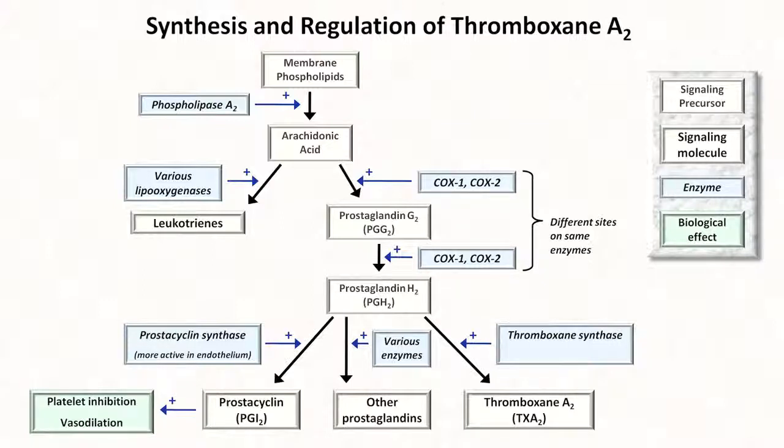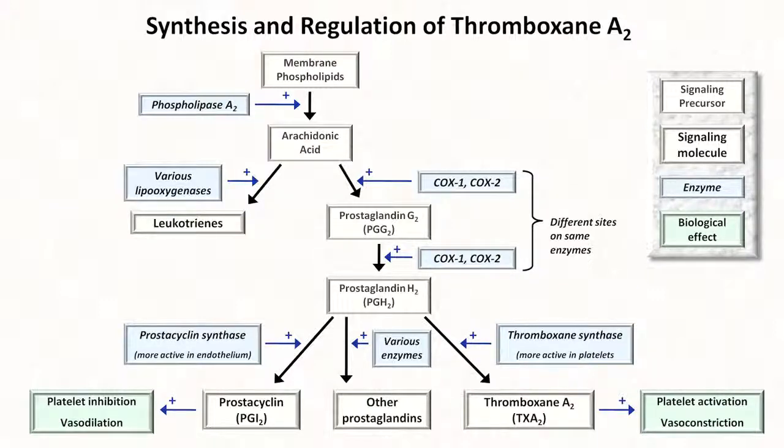Conversely, thromboxane synthase is more active in platelets, and the actions of thromboxane A2 are to activate platelets, as we've already mentioned, and also to cause vasoconstriction. So there is physiologic antagonism in the body between those two enzymes. Normally, prostacyclin predominates until platelets become activated, at which time a greater proportion of prostaglandin H2 gets converted to thromboxane.